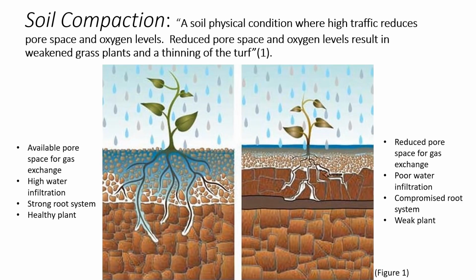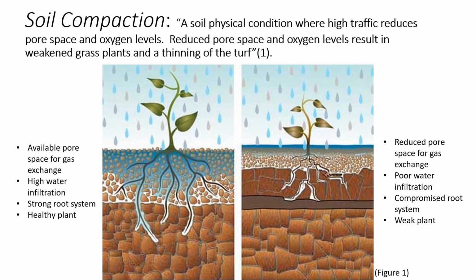First, let's define soil compaction. Soil compaction is a soil physical condition where high traffic reduces pore space and oxygen levels. Reduced pore space and oxygen levels results in weakened grass plants and a thinning turf.